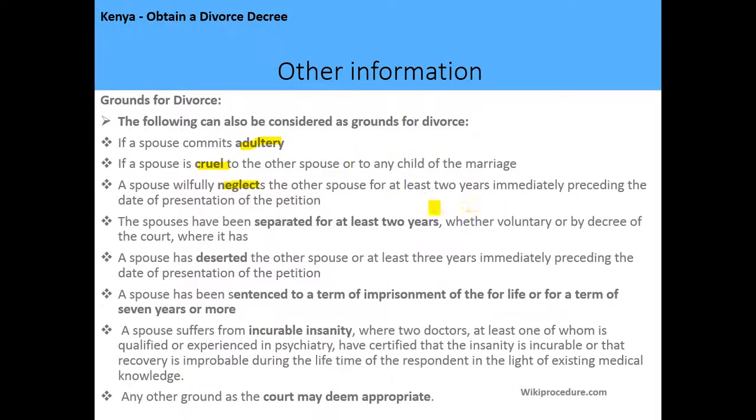The other information is that the following can be considered grounds for divorce: adultery, cruelty, neglect for at least 2 years immediately preceding the date of presentation of the petition, so separated for at least 2 years. Desertion, if the spouse has deserted the family. If the spouse has been imprisoned for life or a term of more than 7 years, that can also be grounds. And even if the spouse has incurable insanity, the court may deem any of those reasons appropriate.